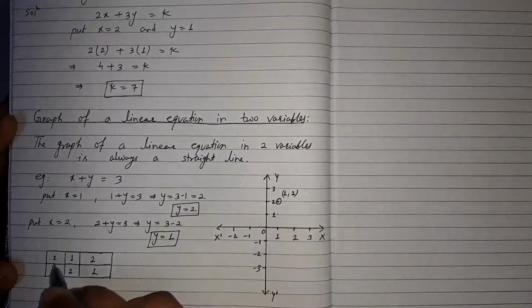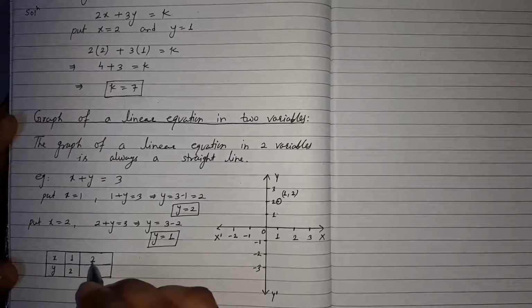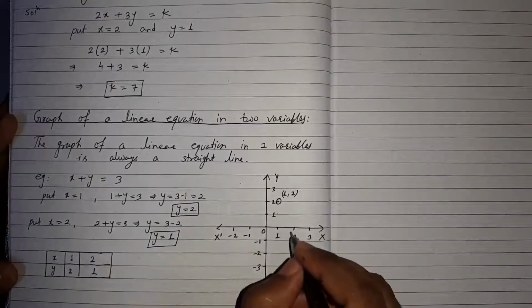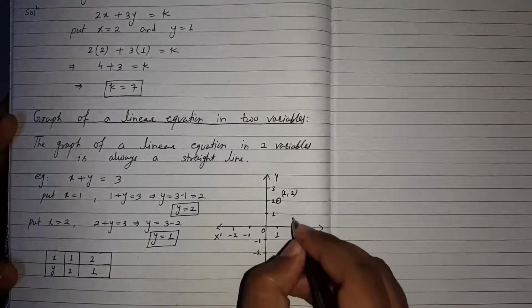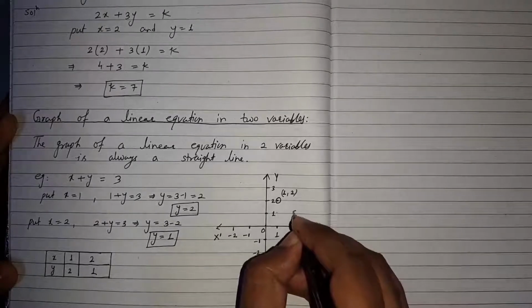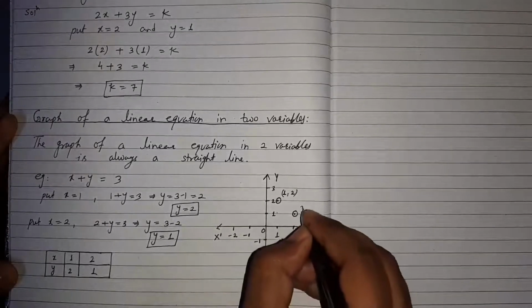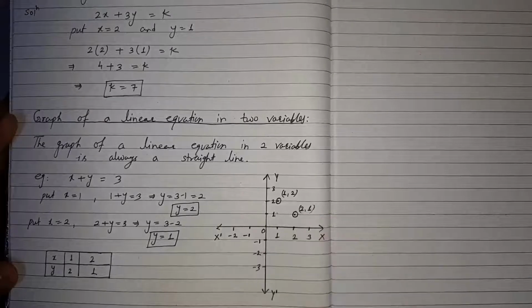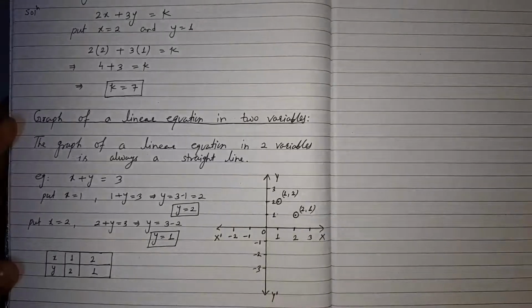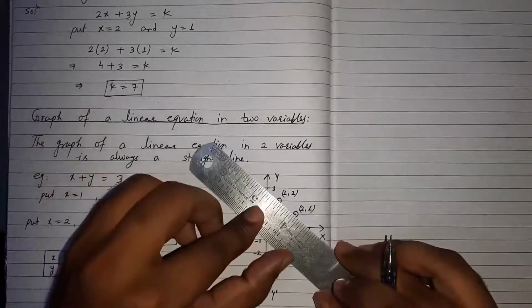The second coordinate is x is equal to 2 and y is equal to 1. So x is equal to 2 and y is equal to 1. So this is the second coordinate or second solution of this equation. Okay. Now we will join these 2 points. So we will get a straight line.